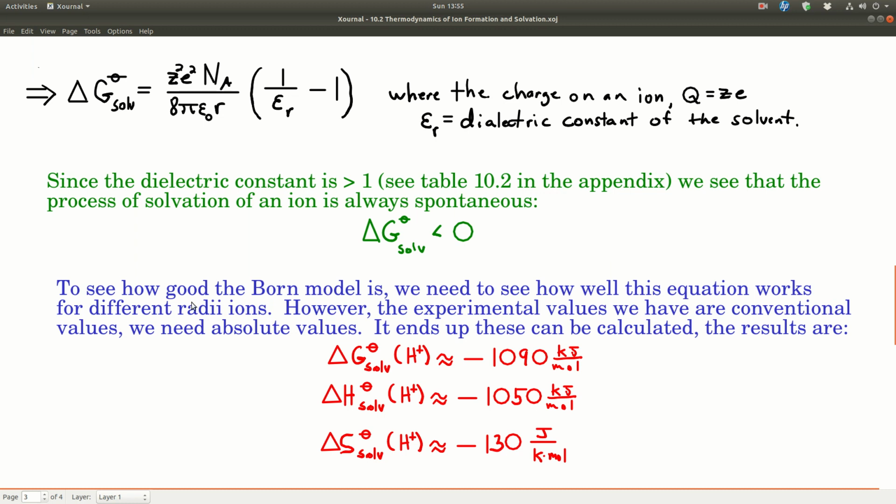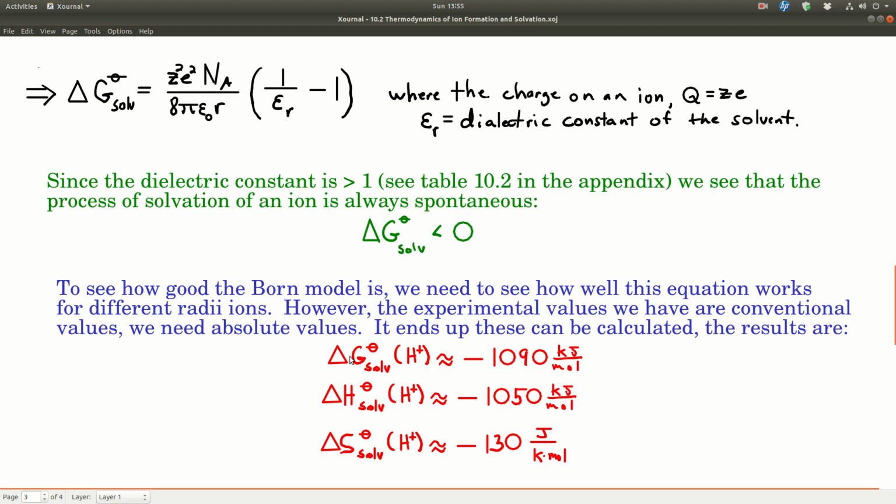So now we need to see how good this model is. To do this, we need to know the experimental values for delta G of solvation for some ions. Whenever you look them up in any table, these are always the conventional values. That is based on the value of the hydrogen ion being 0. These can be calculated. It's not simple. It's beyond the scope of this class, but the results are given in your text.